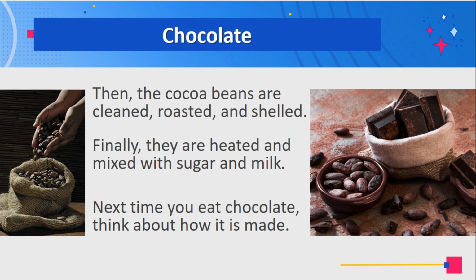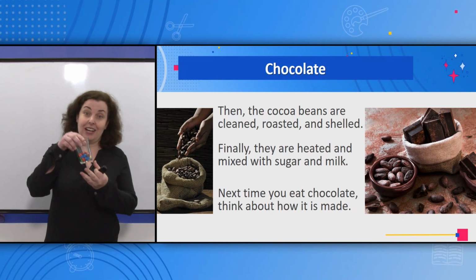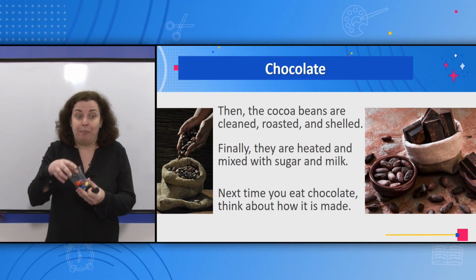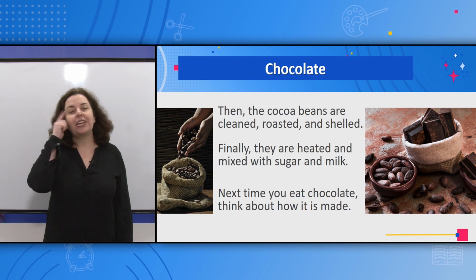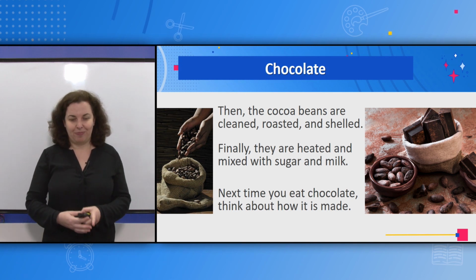Then the cocoa beans are cleaned. They clean the beans, roast them in the oven or on the fire, and shell them. They take off the shell, the klipa. Finally, they are heated again. Again, they heat the beans and mix them with sugar and milk. Yummy. Next time you eat chocolate, next time I eat my chocolate here, yummy. Think about how it is made.